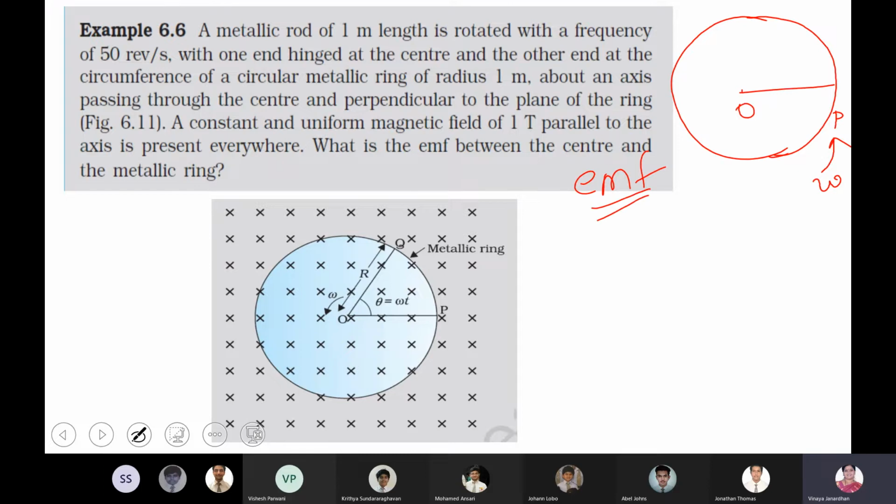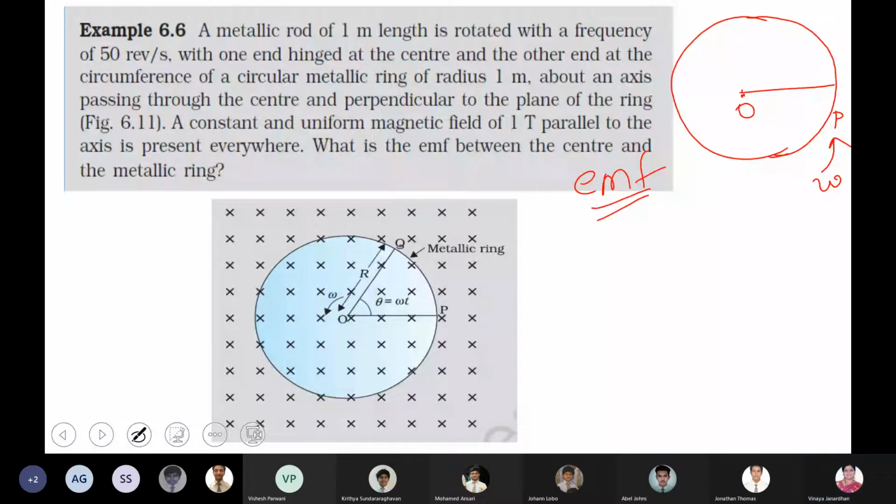Now, what does this electromotive force do? This electromotive force motivates the free electrons in the metallic rod OP to move from end O to end P, so that a difference in potential is created, and because of this difference in potential, an induced current starts flowing through the metallic rod and hence the metallic ring. So the question is, what is the EMF developed between the center O, the point where the metallic rod is hinged, and the metallic ring?